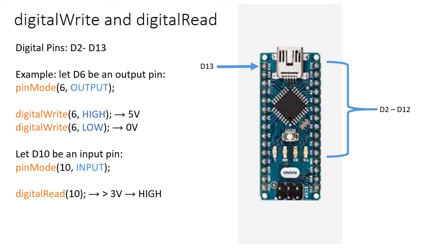If we detect high, something greater than 3 volts, it's called high, okay, if it's anywhere 3 volts or higher. If we detect less than 1.5 volts, then that's called low.